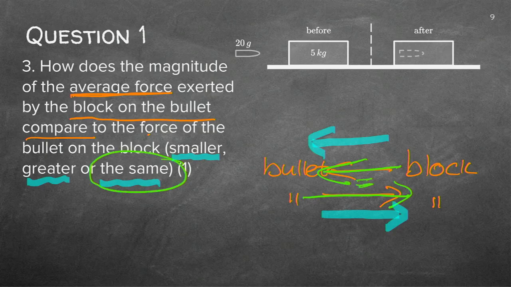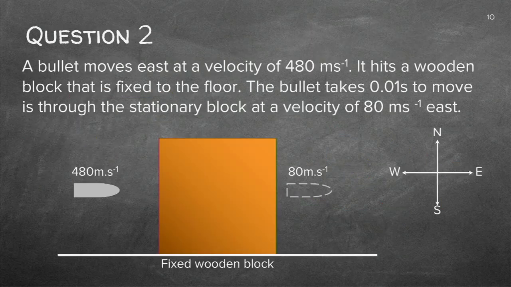Your answer will be, according to Newton's third law, that the block and the bullet will have exactly the same forces. Let's do the last question. A bullet moves east. East, can you see there? East, that way. Let's make that the positive direction. And it's currently moving at 480 meters per second. They already give me the velocity.